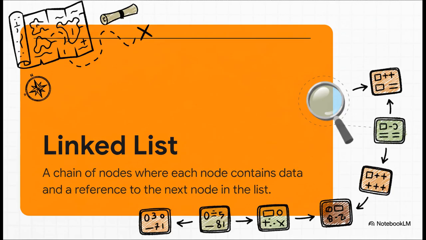Okay, so if the array is a rigid bookshelf, let's contrast that with the linked list. Imagine you're on a scavenger hunt. Every clue you find doesn't just have a piece of the puzzle, it also tells you exactly where to find the next clue. That right there is how a linked list works.